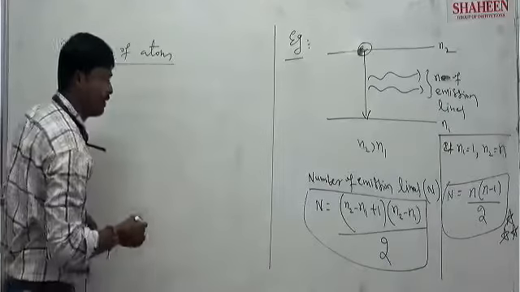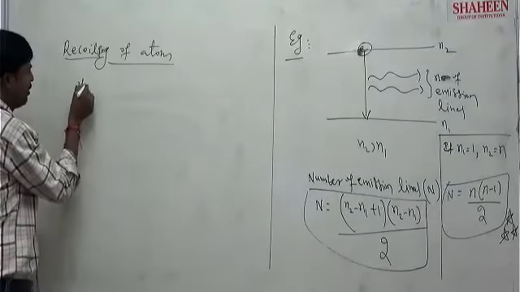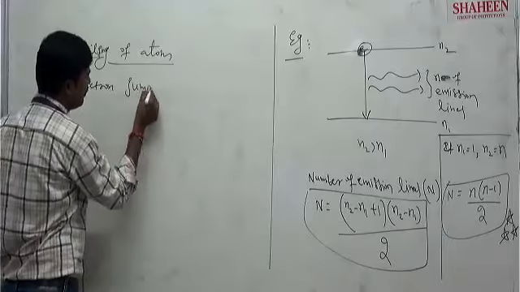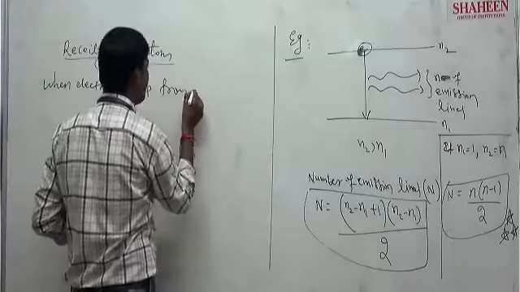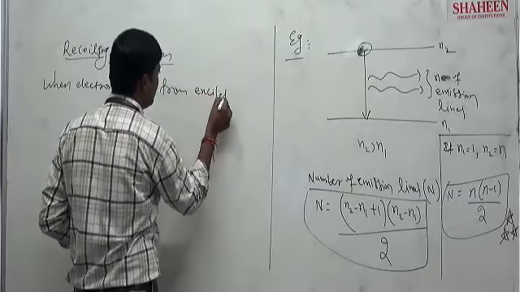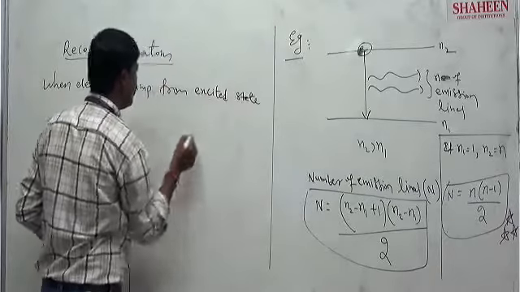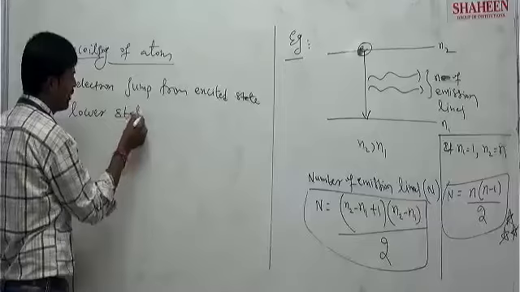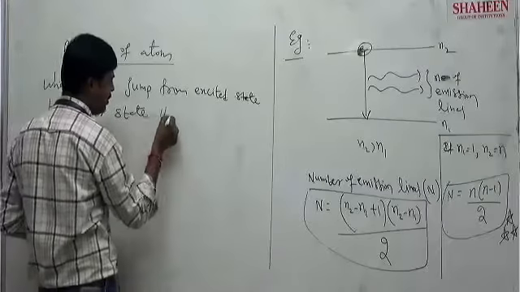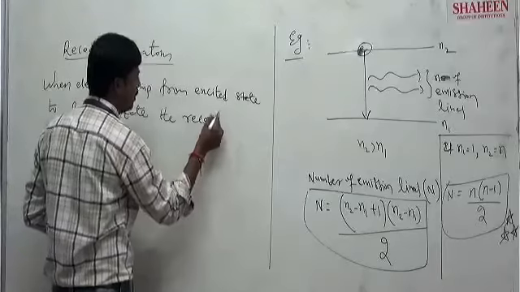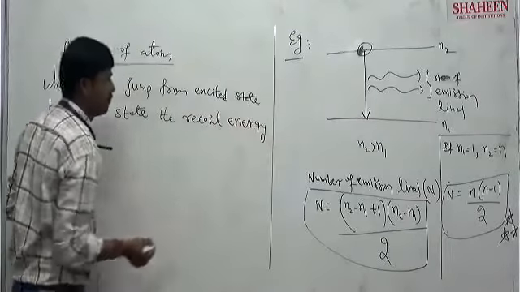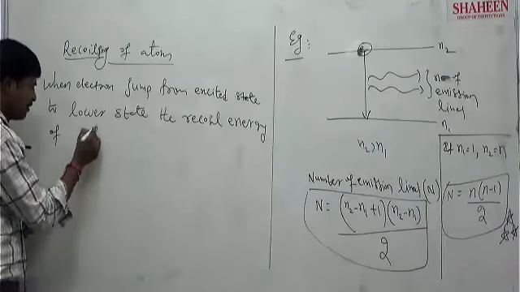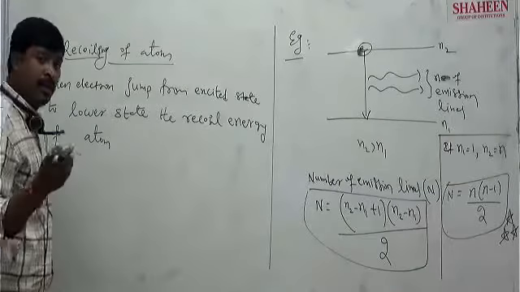Recoiling of the atom. When the electron jumps from an excited state to a lower energy state, that may be the ground state or any other excited state, what is the recoil energy of the atom? What does recoil energy of the atom mean? See, simply, the electron is inside the atom only.